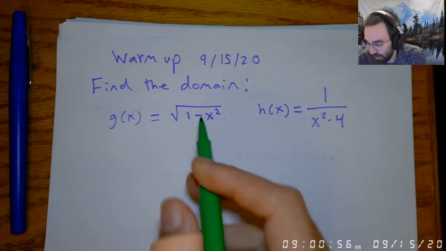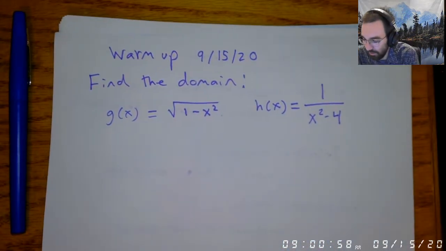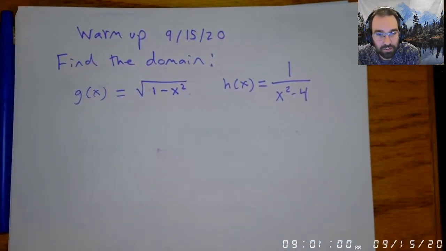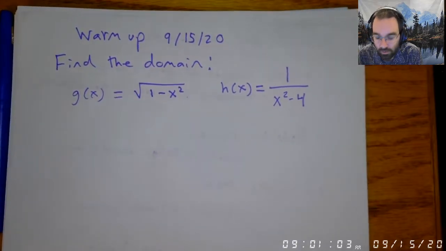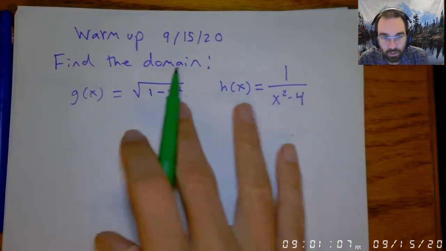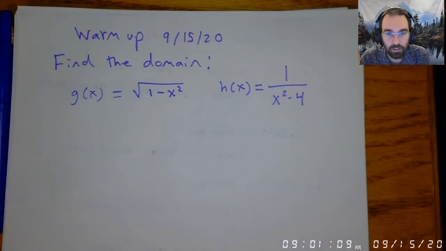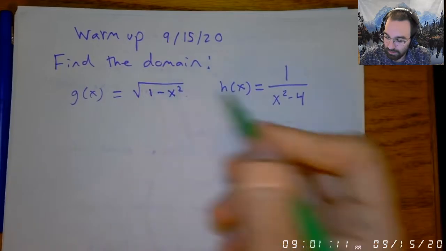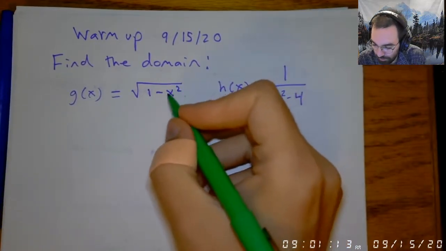So we've got two problems. We're going to learn more about parent functions on Friday, so we're just going to focus on these two right now to keep it easy. These two functions are two basic family functions that have problems in their domains. So let's take a look at this.